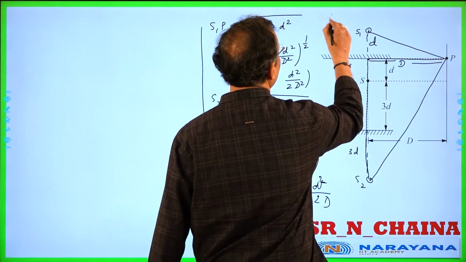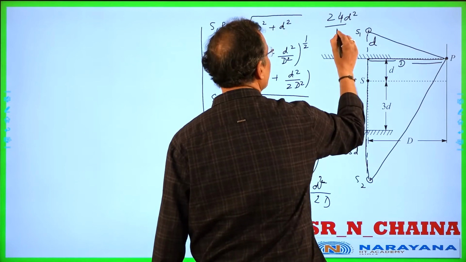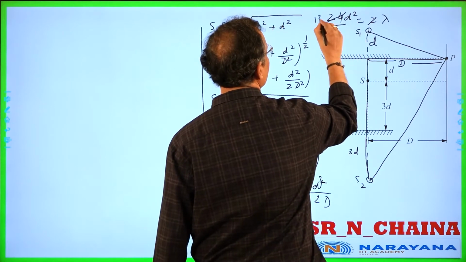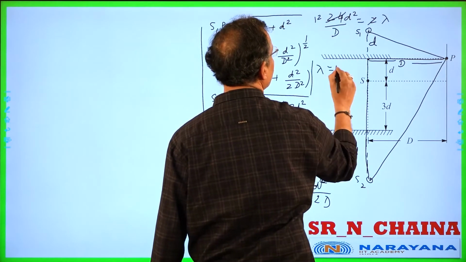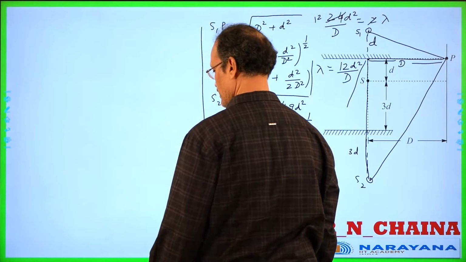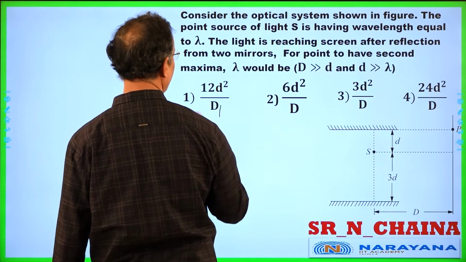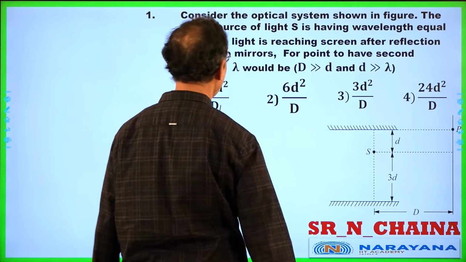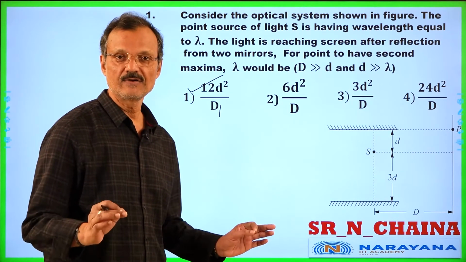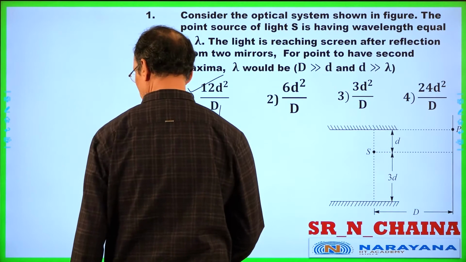Now, this path difference must be equal to 2 lambda. So, 24 d squared by D, this should be 2 lambda. 2 will go 12 times, lambda will become equal to 12 d squared by D. Let us check the answer. Going back, 12 d squared by D, this is the first one only. Your answer is 12 d squared by capital D. Tell me, did you understand it clearly? This is number 1. Now, let us move to the next question.